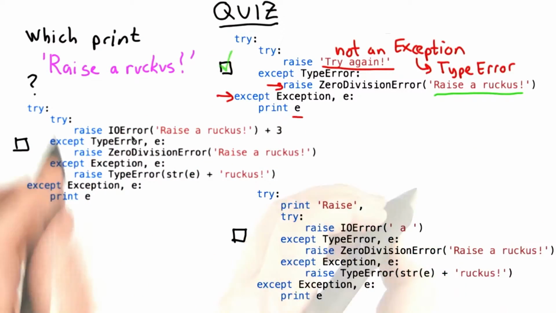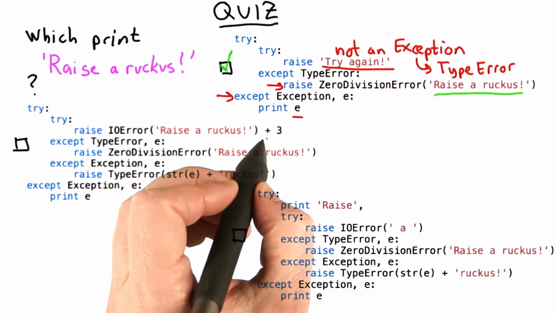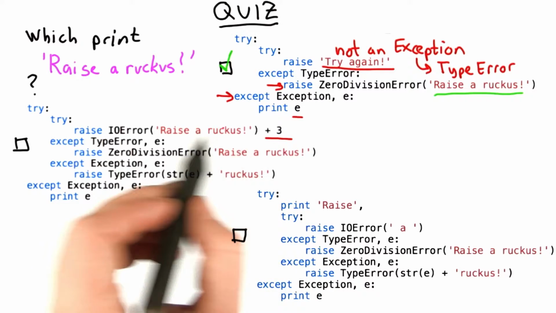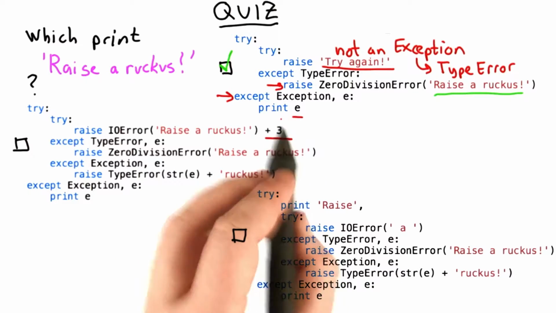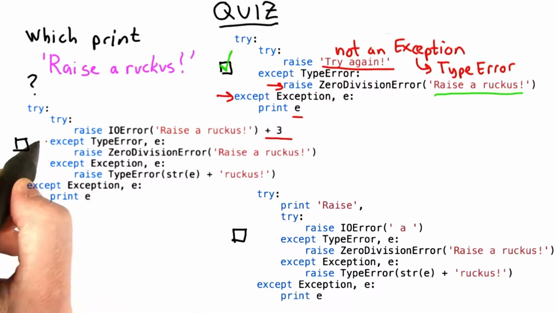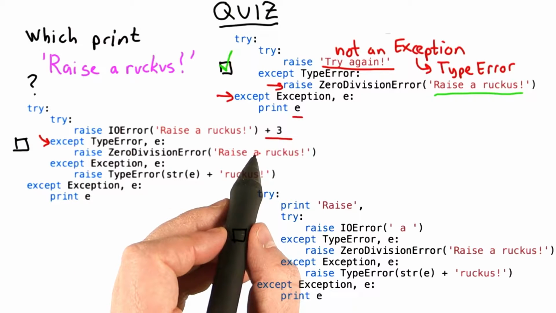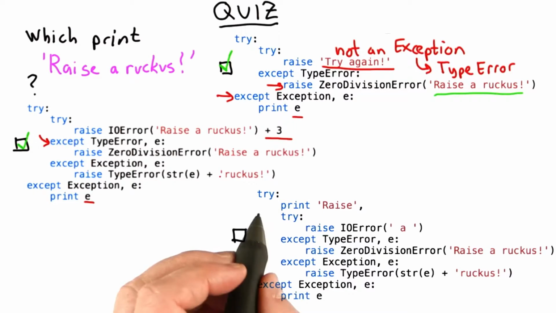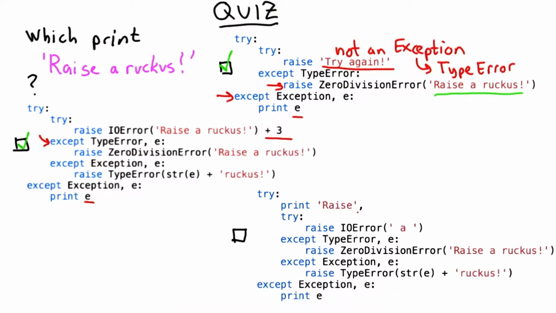that string. For the second one, well, this is an exception. So the raise could work with just that, but we're adding 3 to it. Exceptions don't have a plus operation. So that's going to produce a TypeError, which will get handled here. That's going to raise a ZeroDivisionError, which is also going to print "raise a ruckus". That's distinct from the third example, where we're going to print "raise".